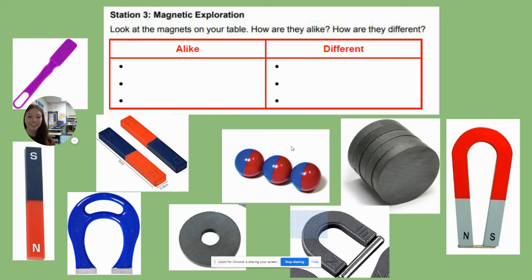All right, did you get maybe that they are different shapes? Look, we have a horseshoe shape, we have a bar shape, we even have a round sphere shape. We have this, which is called a wand. We have a donut, circular. So they come in different shapes. That's one way they're different. Did you come up with any other ways?